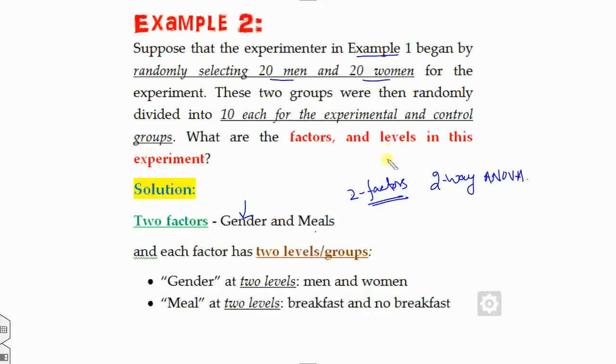And what are the levels? How many genders are there? There are two, so there are two levels, men and women. How many meals are there in the experiment? Either breakfast or no breakfast. So how many observations have we recorded in that two-way ANOVA?